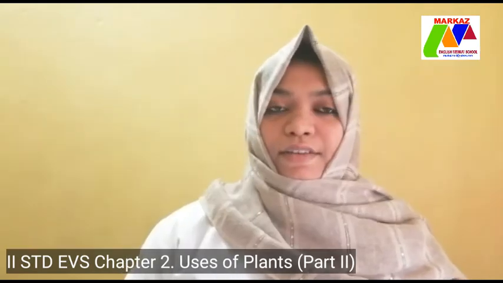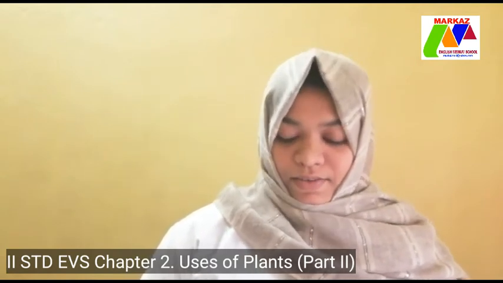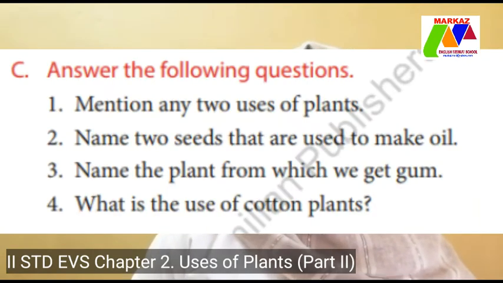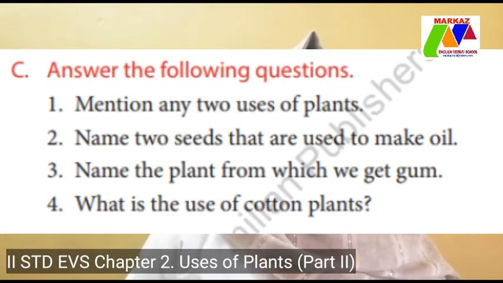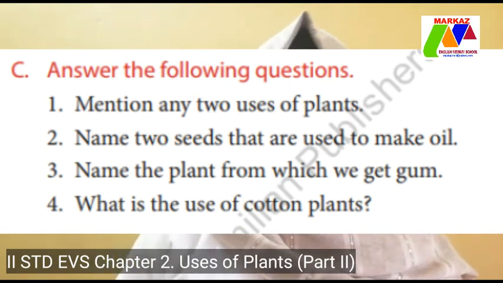Then next, answer the following questions. Here we can see some questions. Okay, I will ask the questions. First one, mention any two uses of plants. In this chapter we learned many uses of plants. So you have to say any two uses of plants. Yes, plants as medicines. Then plants as oil. We get oil from the plant and also fruits and vegetables.